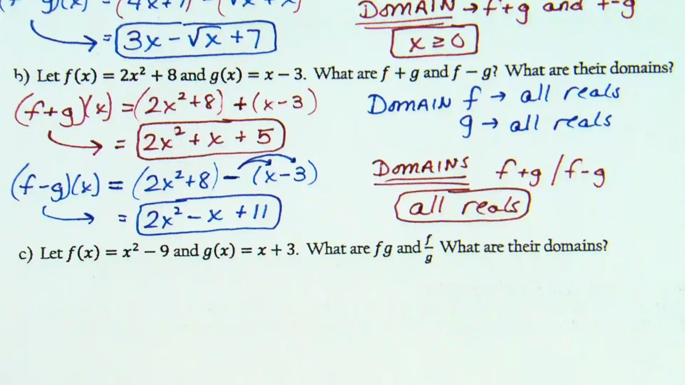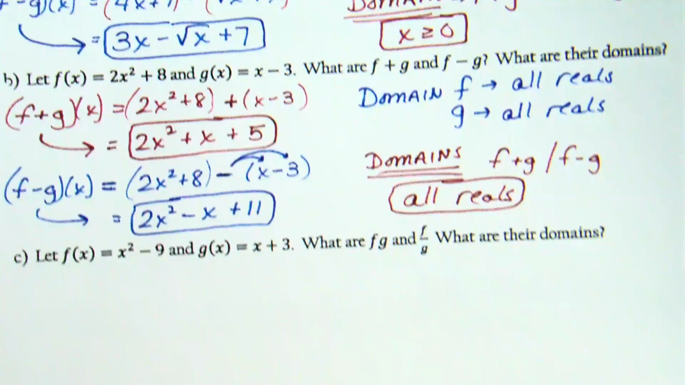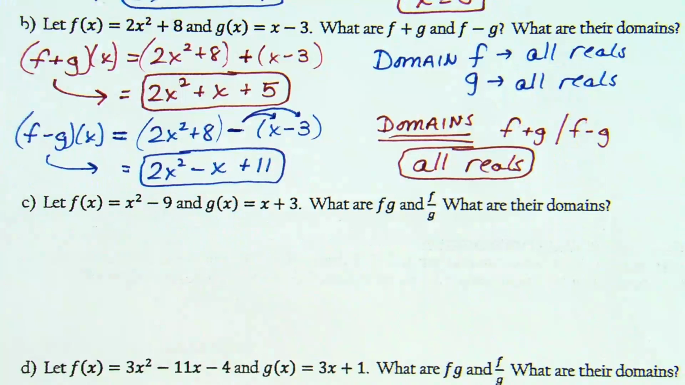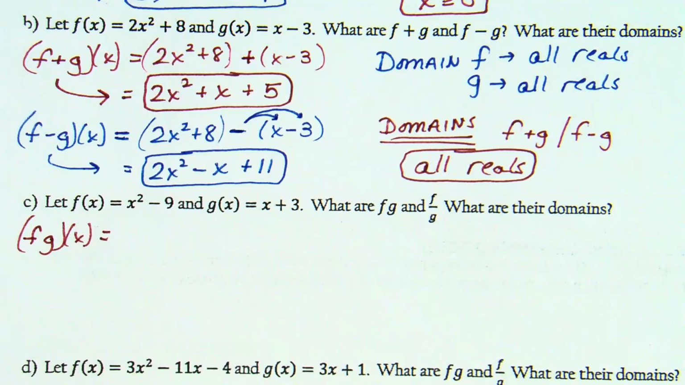Yeah, time to change it up on you. What about C? F is x squared minus 9. G is x plus 3. And what do they ask me to find this time? F times G, F divided by G, and then what are their domains? So, fg of x means I want to know what is F times G.